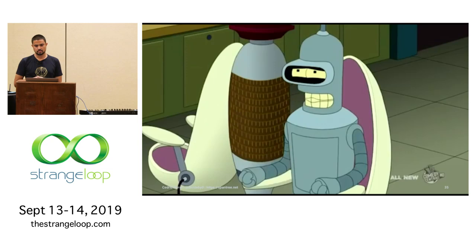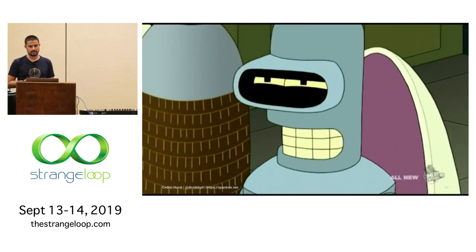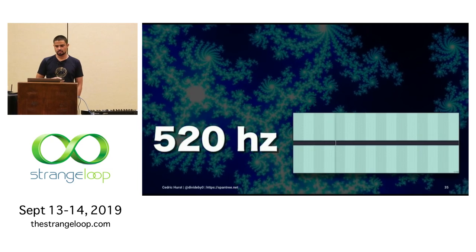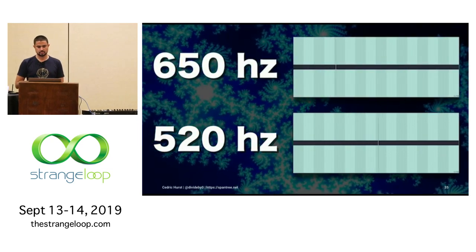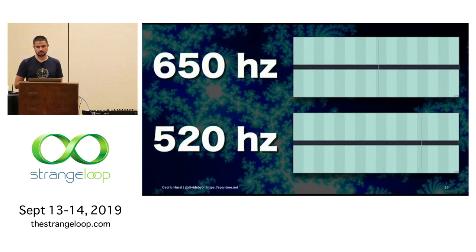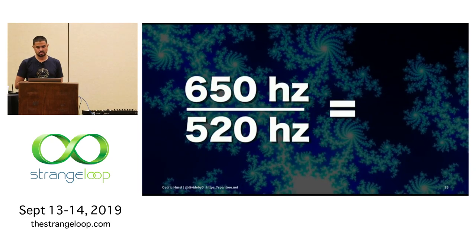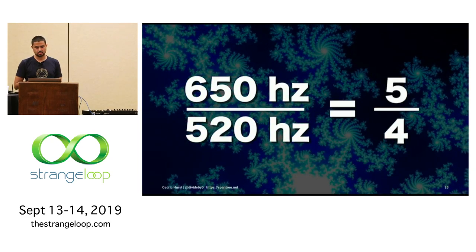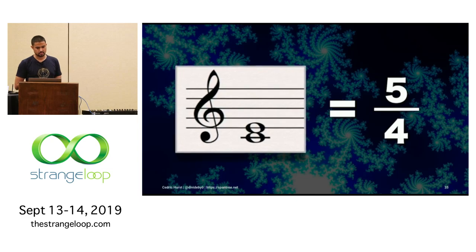Our ears can do math really quickly. I'm afraid we need to use math. Let's take these two sine waves. One vibrates at 520 times per second and the other vibrates at 650 times per second. Your ear automatically calculates the ratio between the two of them as 5:4. This is the interval of a major third. Because 5 against 4 is a simple ratio with simple integers, our ear accepts it as a pleasing sound.